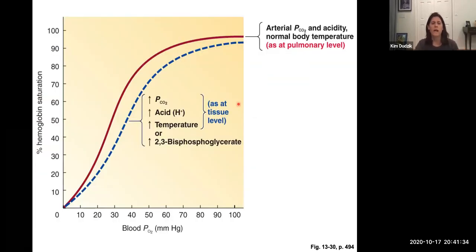Alrighty, I'm going to stop the video right here because the next thing that we'll look at is carbon dioxide. How does carbon dioxide move and how is it stored in the blood? So it's going to be a little bit different than what we saw with oxygen. So we'll continue with carbon dioxide in part 2.